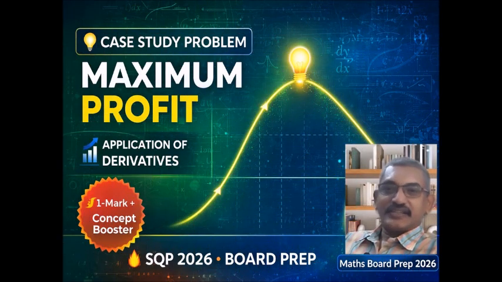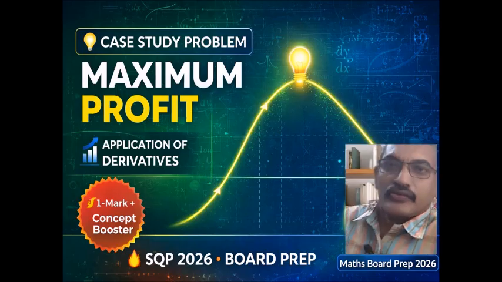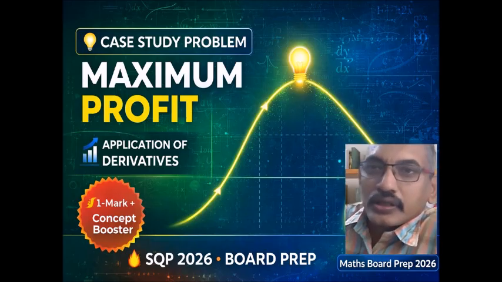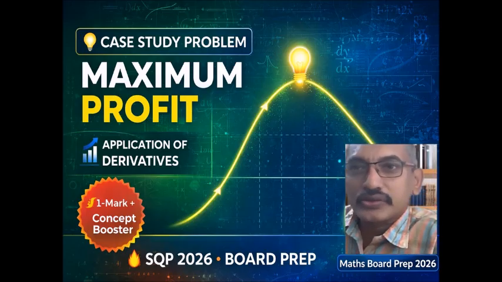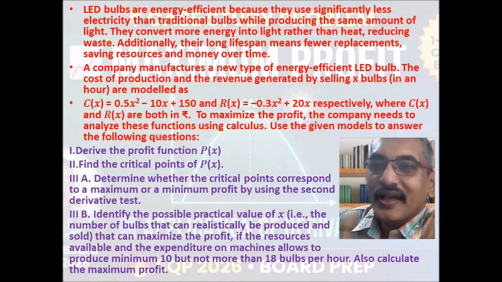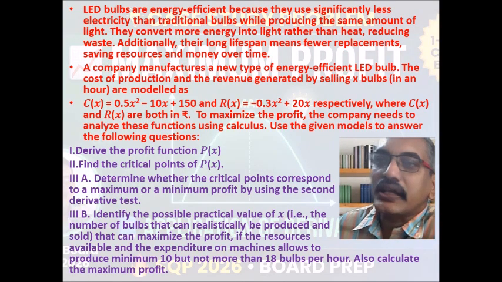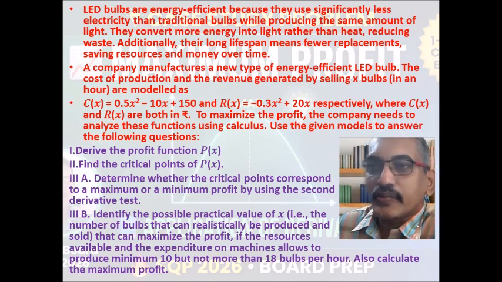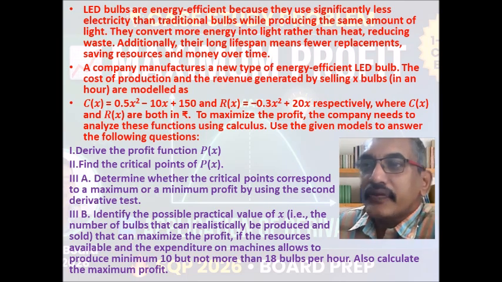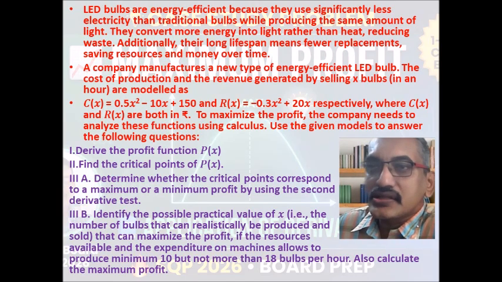Welcome back once again. In this video, we are doing a case study problem that appeared in the sample question paper 2026. And the question is: LED bulbs are energy efficient because they use significantly less electricity than traditional bulbs while producing the same amount of light. They convert more energy into light rather than heat, reducing waste. Additionally, their long lifespan means fewer replacements, saving resources and money over time.